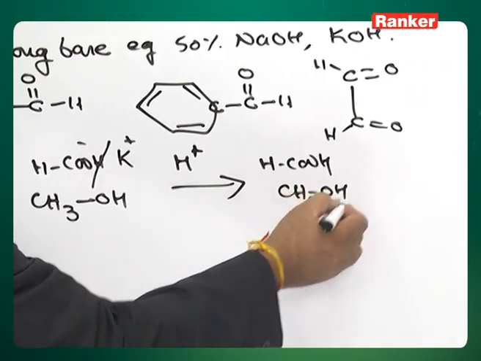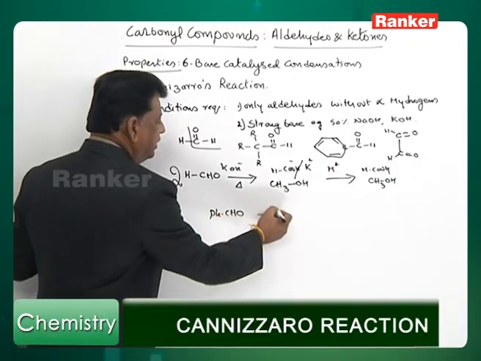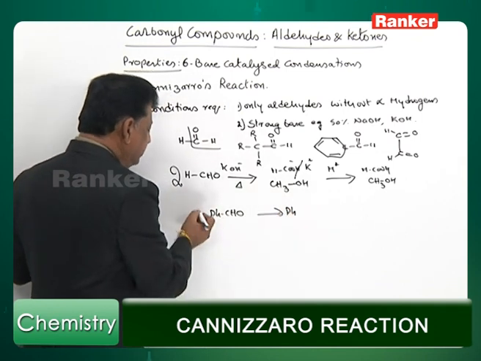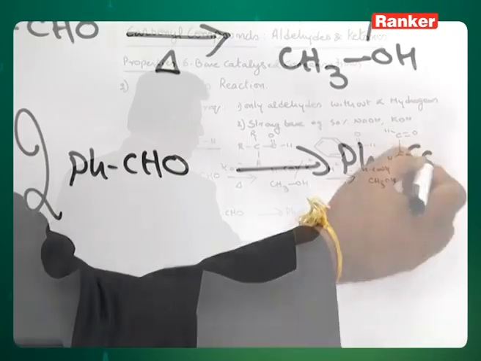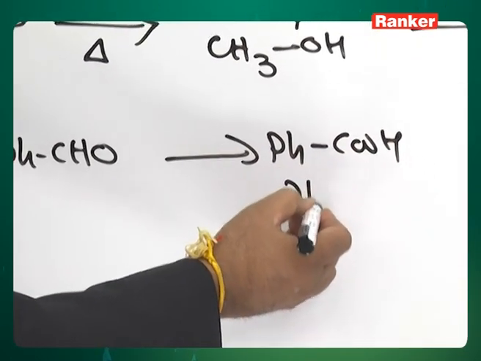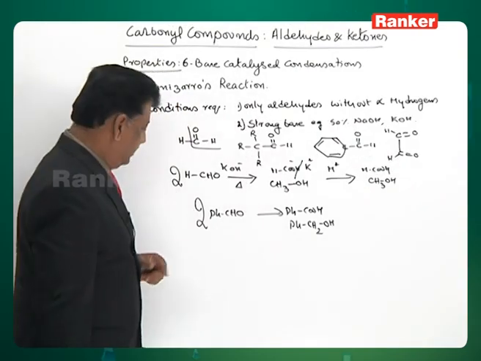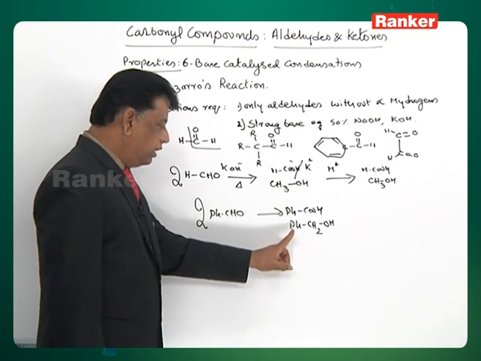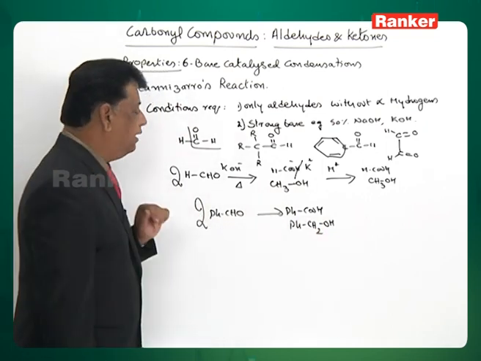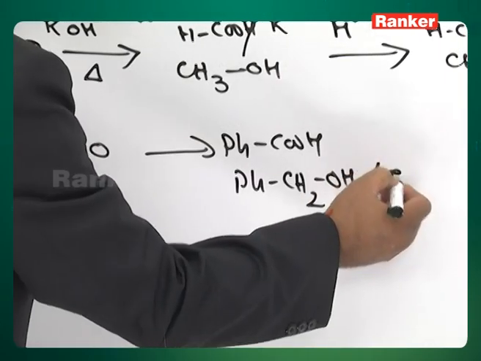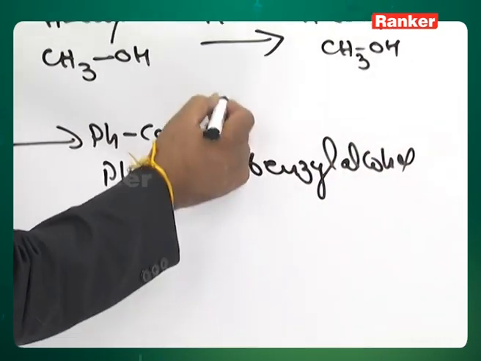It is similar with benzaldehyde. I will take benzaldehyde. What happens? Of two molecules participating, one becomes benzoic acid, and the other one becomes benzyl alcohol. So, the number of carbons, as I said, will not increase or decrease. It is benzene plus one carbon OH. That is benzyl alcohol, not phenol. The other one is benzoic acid.